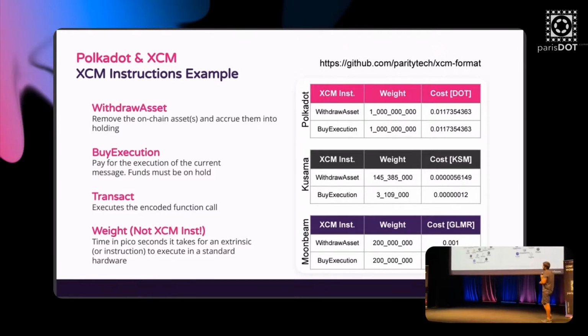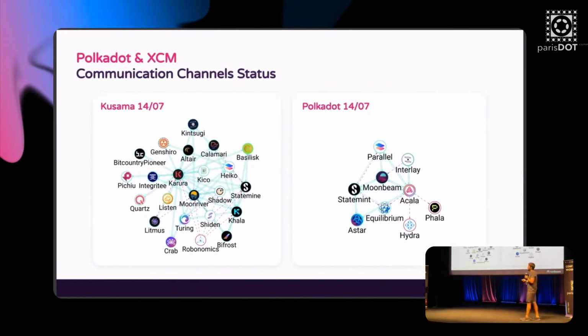So this is the picture that I wanted to show you with the channels. You can see here that you have Kusama, and this is on the 14th of July, because this is changing constantly, so it's really hard. All these different dots that you see here are different parachains. Some of them are here. This is Kusama, and this is Polkadot. And all of these parachains are actually interconnected natively, trustlessly, in a decentralized way.